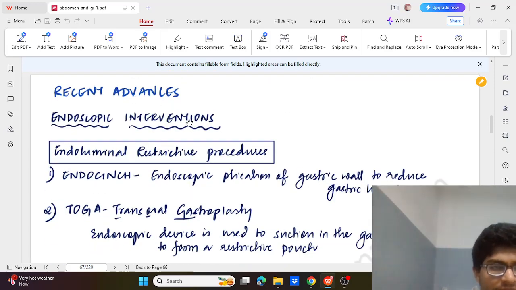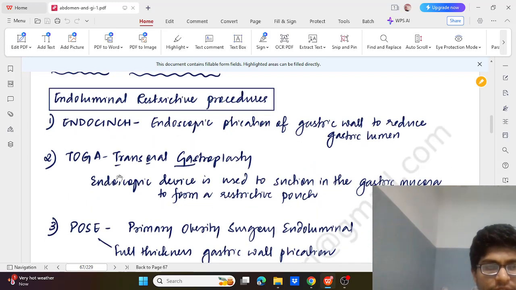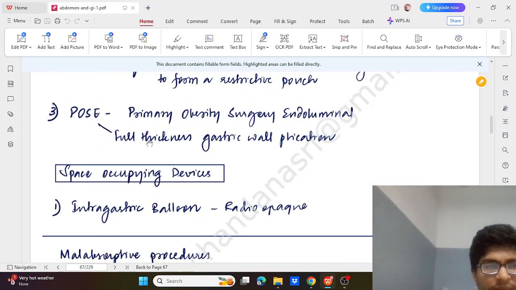Some of the recent advances. We have endoscopic interventions. These are endoluminal restrictive procedures. For that we have EndoCinch, that is endoscopic plication of gastric wall to reduce the gastric lumen. Then we have TOGA, that is transoral gastroplasty, where we use an endoscopic device to suction the gastric mucosa to form a restrictive pouch. Then POSE, that is primary obesity surgery endoluminal. Here the full thickness of the gastric wall is plicated.